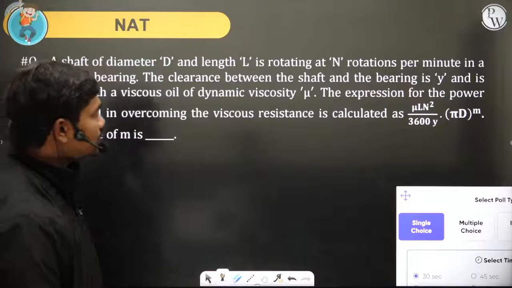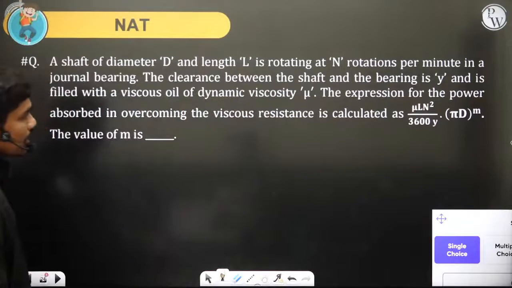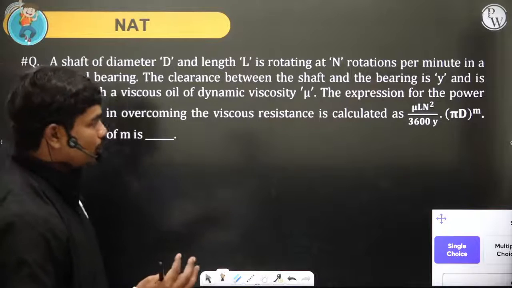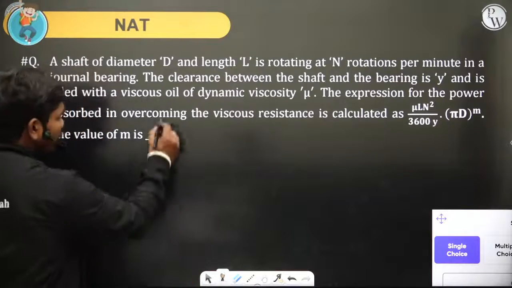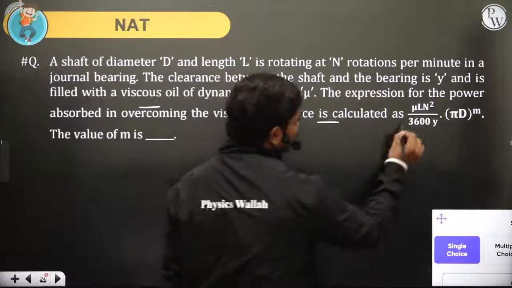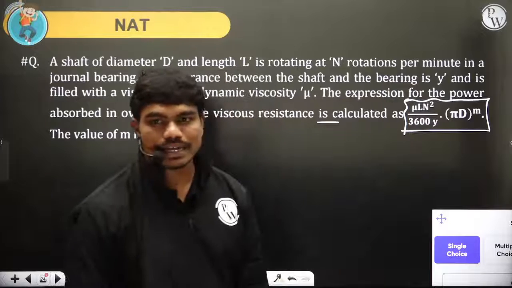A shaft of diameter d and length L is rotating at n rpm in a journal bearing. The clearance between the shaft and the bearing is y, and it is filled with an oil of dynamic viscosity mu. The expression for the power absorbed in overcoming the viscous resistance is calculated as mu L n square by 3600 y into pi d power m actually.